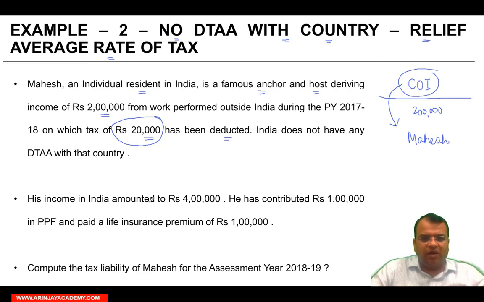His income in India amounted to 4 lakh. ये क्या है? ये उसकी Indian income है. He has contributed rupees 1 lakh in PPF and paid a life insurance premium of 1 lakh. Compute the tax liability of Mahesh for assessment year 2018-19. First question is कि Mahesh की total income क्या है?